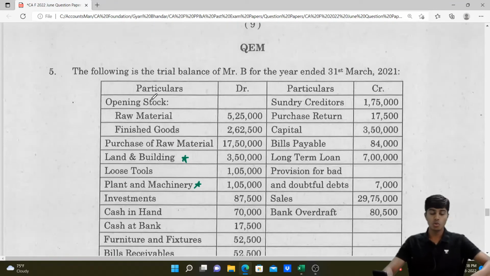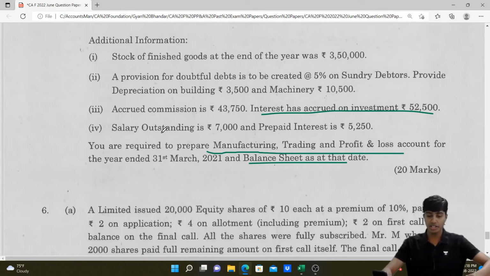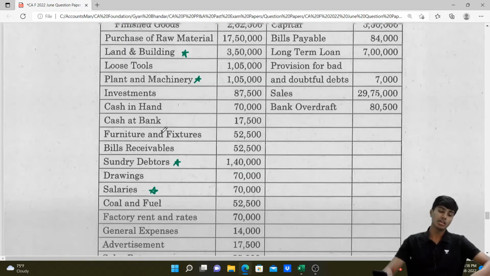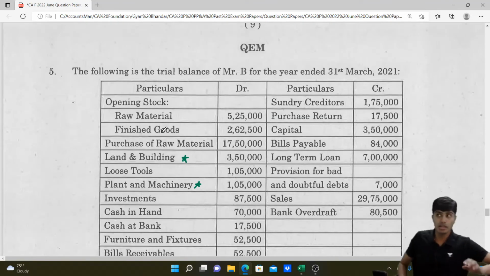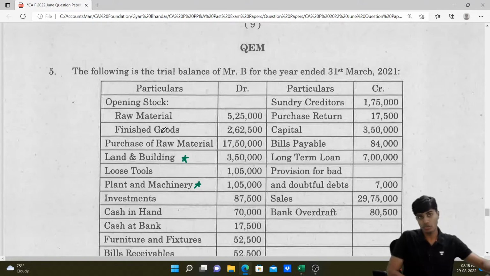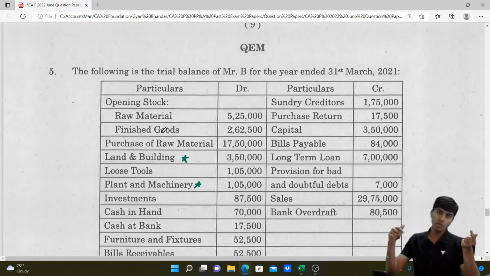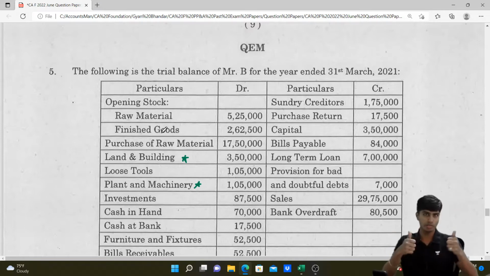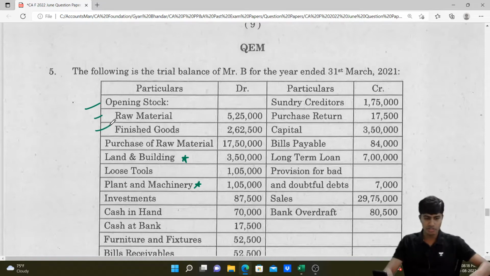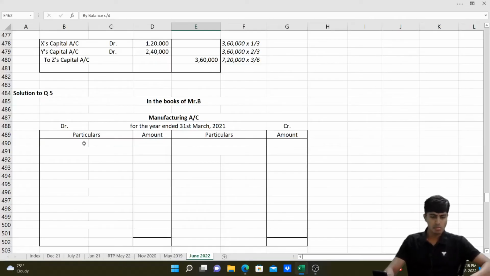Let's start. So opening stock of raw material and finished goods. So we're trying to prepare manufacturing, trading and P&L. Remember, the stock variance of raw material and work in progress comes in manufacturing account. Finished goods comes in trading account. So in the manufacturing account, opening and closing will be work in progress, and raw material will be used to compute our consumption of raw material. Done. So let's start with the first item. Opening stock, raw material, finished goods. Let's write both of them in our manufacturing account.